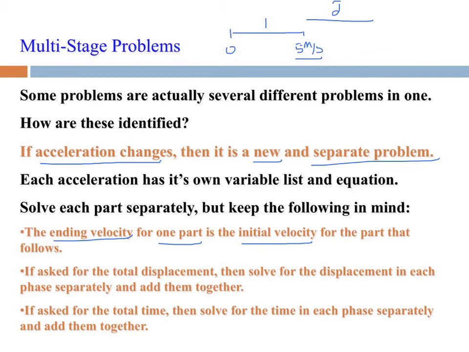Also, if you're asked to find total displacement, and again, you're not accelerating the same all the way through, or you're not traveling at a constant speed all the way through, then you do need to treat them as separate pieces. Basically, solve the displacement separately, then add them together, taking into consideration the signs. So if it's positive, keep it positive. If it's negative, keep it negative. Also, if it's asking for the total time, the same exact situation, then solve for the time in each phase separately, then add them together.